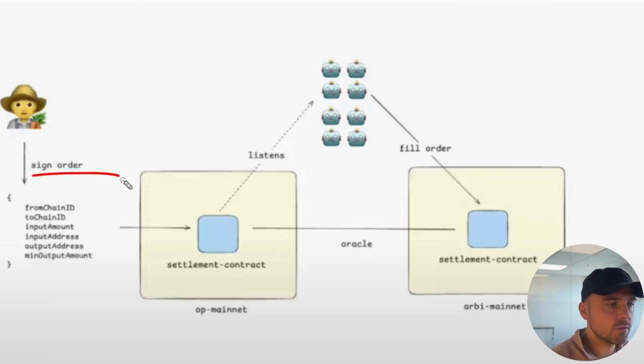And these intents work a bit differently to transactions. Traditionally, users interact through the blockchain with transactions, and these transactions tell the blockchain exactly what to do. Whereas these intents are not exact orders, but more like an expression to describe what a user wants.